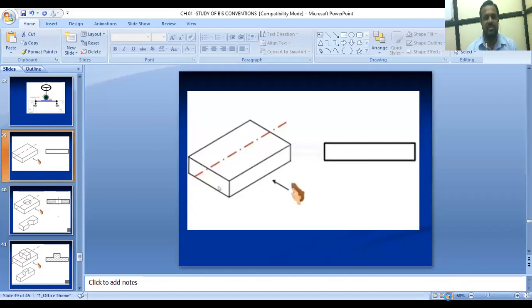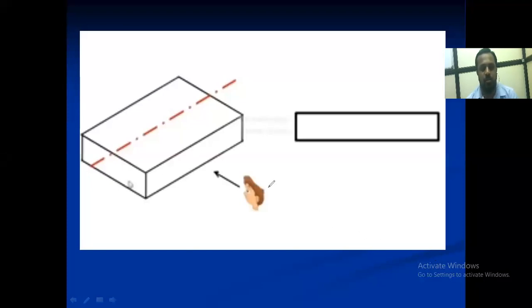Now see, this is one component, a box. And this is the observer. We are observing this component from this direction. Okay, now see here, this is the component and this is the observer, and the observer is observing this component from this direction. Now see how that component is looking when we are observing from this side.